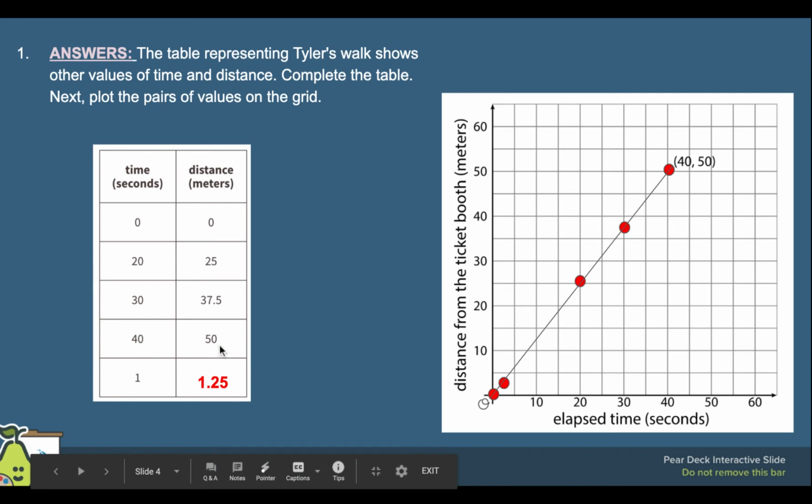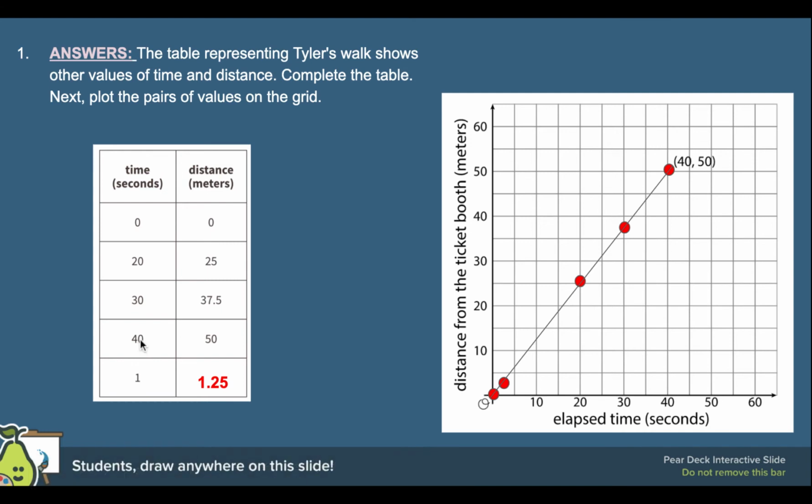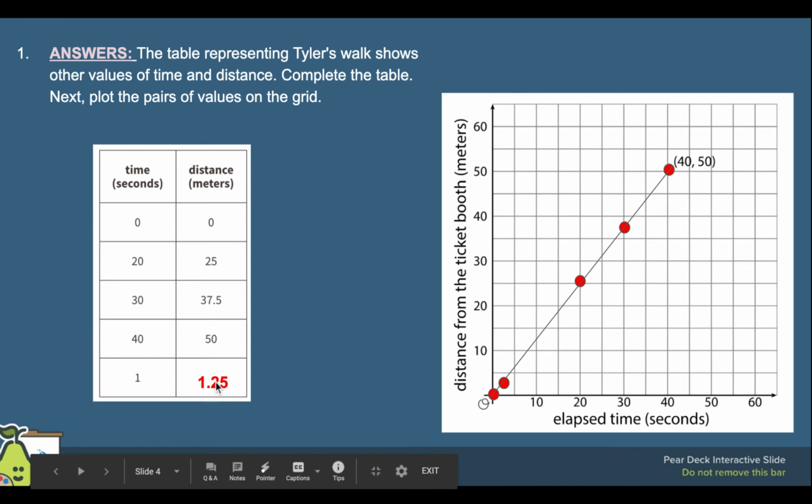So how I found out 1.25, well, I saw 40 here, and I said 40 divided by what gives me 1, and that was 40. So what you do to one side, I have to do to the other. So it's 50 divided by 40, and I got 1.25. So for 1 second, I traveled 1.25 meters. Knowing that, I'm able to graph the rest of this.